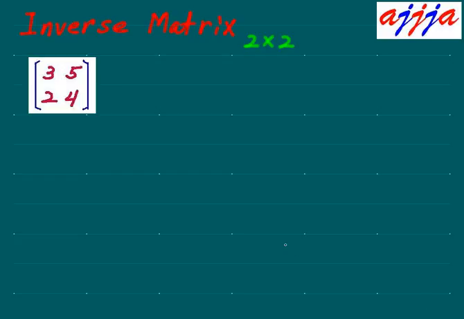Alright, we have a 2 by 2 square matrix. Let's name this one, let's say A. Matrix A. What is the inverse?